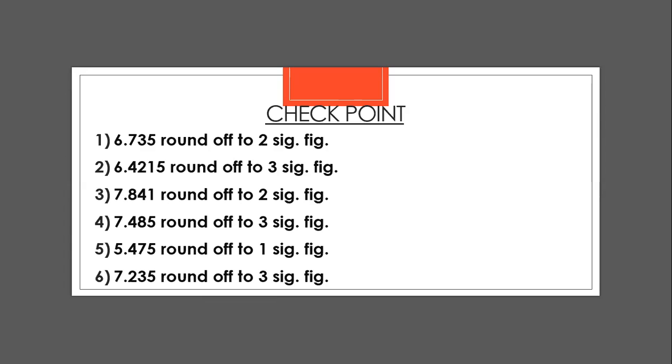So 1, the dropping digit, is less than 5. So the previous number is going to remain unchanged. Your final answer is going to be 6.42, and it will have 3 significant figures in it.